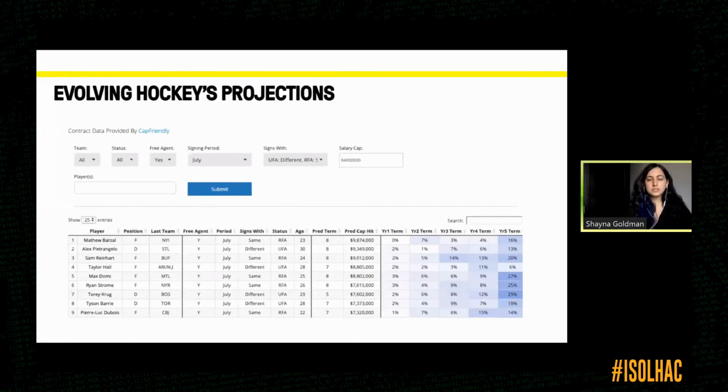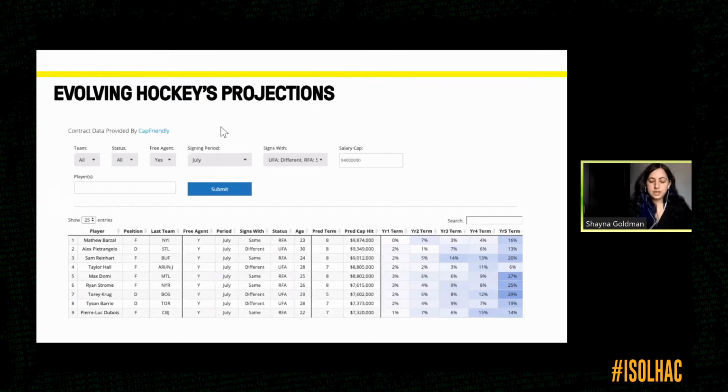So we're going to start with Evolving Hockey's projections. They're very interactive on their website. You can play around with the signing period and the salary cap. That's super important right now because the salary cap most of us have been working with probably is not what the salary cap is going to be next year based on everything going on in the world. It shows the probability of the term for every contract, and then it has a value for each term length.